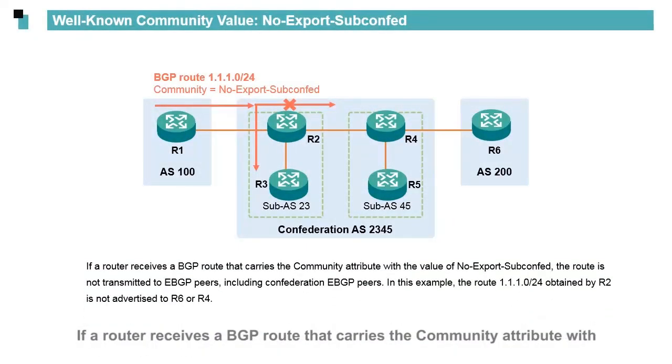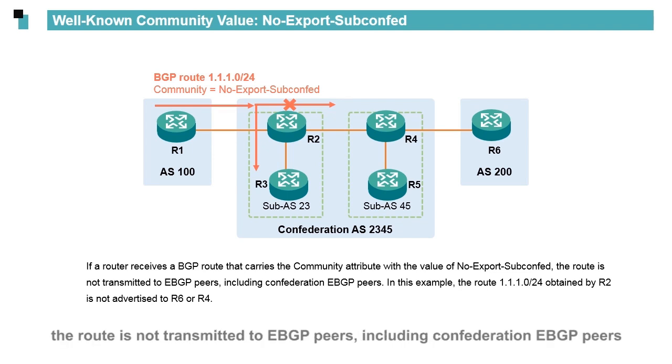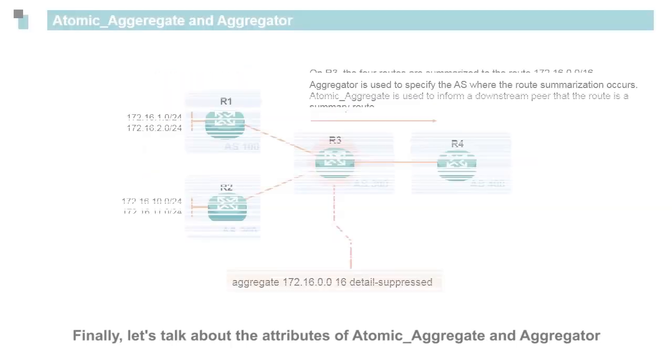If a router receives a BGP route that carries the community attribute with a value of no export subconfed, the route is not transmitted to eBGP peers, including confederation eBGP peers. In this example, the route 1.1.1.0/24 obtained by R2 is not advertised to R4.